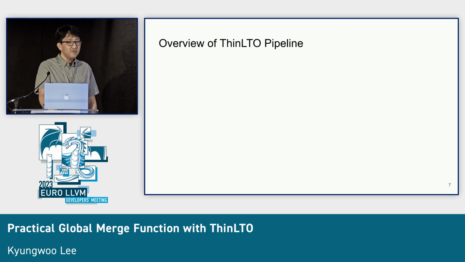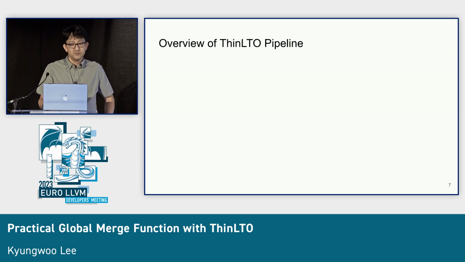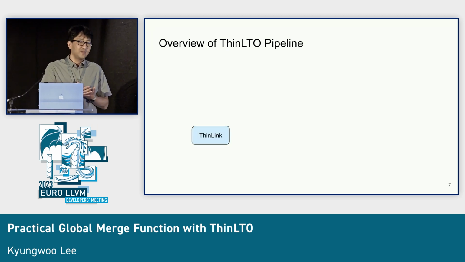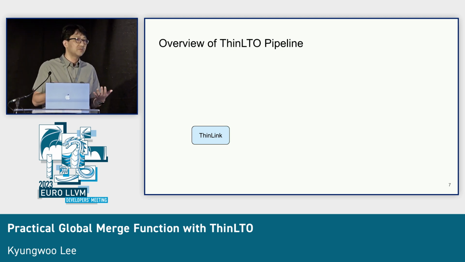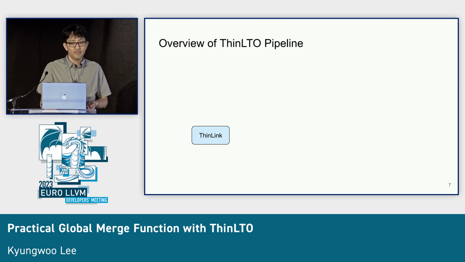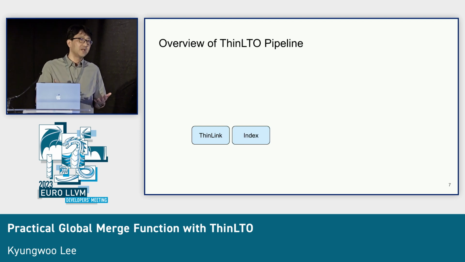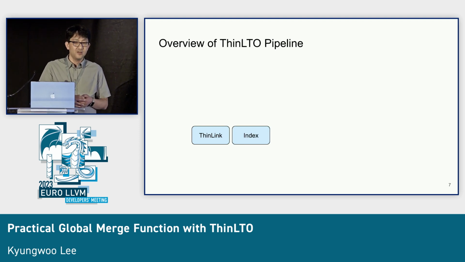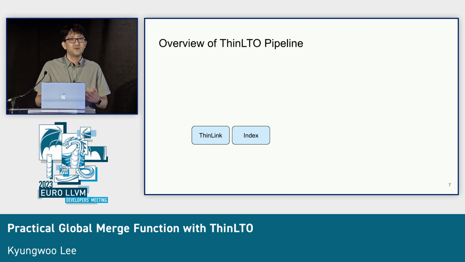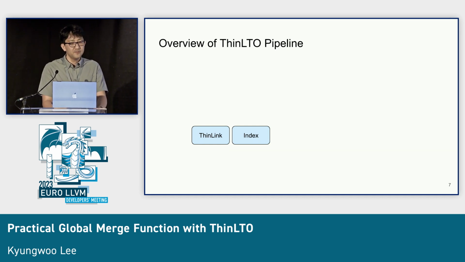So let me start with the high-level overview, the ThinLTO overview first. As you know, the input to the ThinLTO pipeline consists of multiple bitcode files whose summary is read by ThinLink. Then a global summary and decision is made into an index, which includes some of the cross-module inlining candidates, the import list for cross-module inlining opportunity.